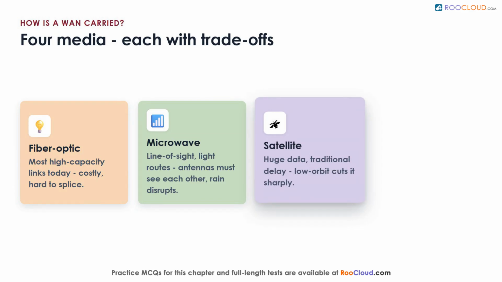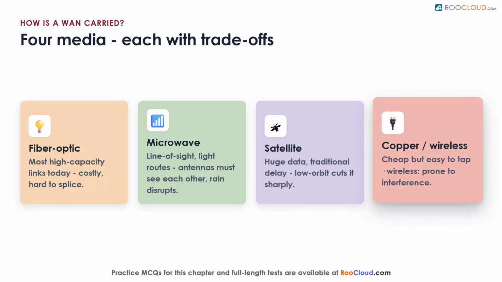Satellite links bounce signals off equipment orbiting the Earth. They carry huge amounts of data, but traditionally with noticeable delay. Newer low-orbit networks are cutting that delay sharply. Each medium has trade-offs. Twisted pair copper is cheap and easy, but easy to tap. Fiber offers high bandwidth and strong security, but it's costly and hard to splice. Radio, microwave, and satellite are all wireless, but prone to interference.